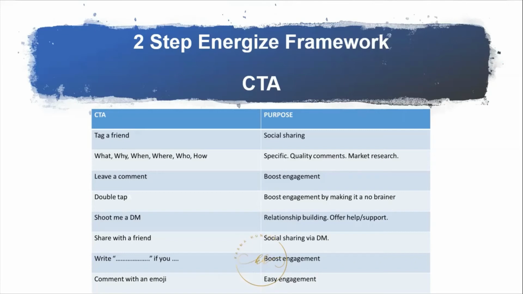Another example of a call to action is write a specific word if you agree with blah, blah, blah kind of deal. So ask them to just write a specific word, because sometimes somebody may agree and they don't know what they may want to say. Or you can say comment with an emoji, again, for easy engagement.